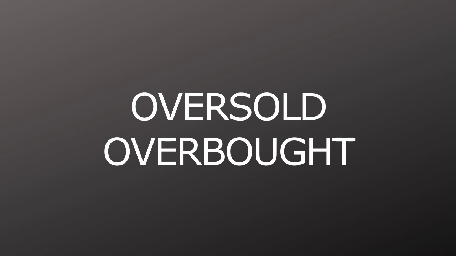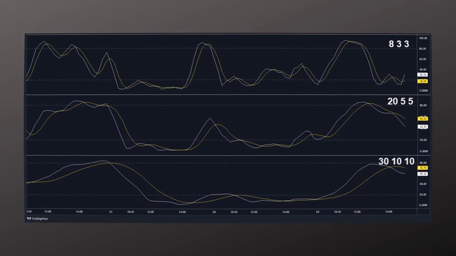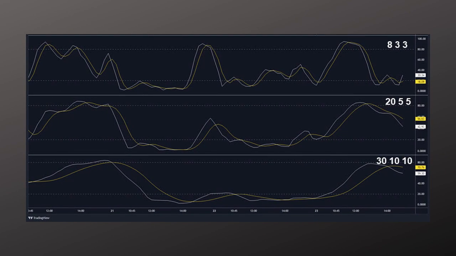Those overbought and oversold levels at 80-20, they may not be suitable for the 15-minute chart and your strategy. So try adjusting those. Combine it with other indicators like moving averages. You got to backtest it, see how the different settings work over time, test those results, and that's going to help you identify the best settings for you.